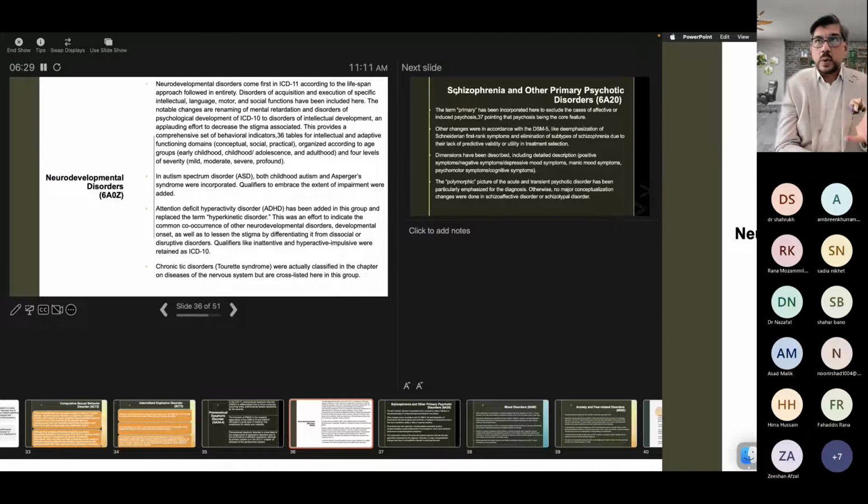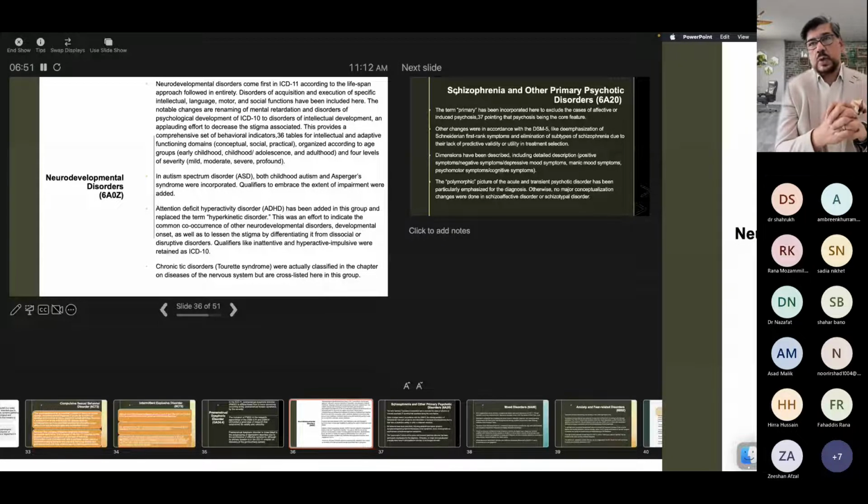conceptual, social, practical, all things are considered here from childhood and adolescence to adulthood, and 4 levels of severity: mild, moderate, severe, and profound. Those terms actually disappeared for a short period of time from the classification. They are back now again as well.